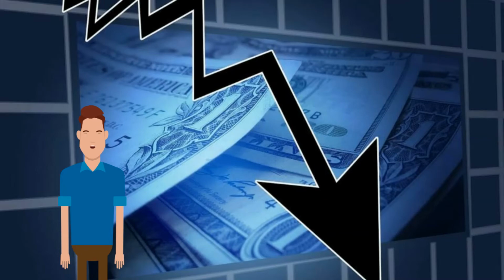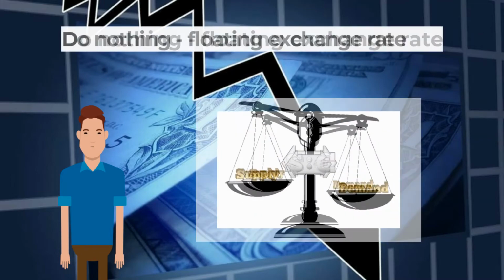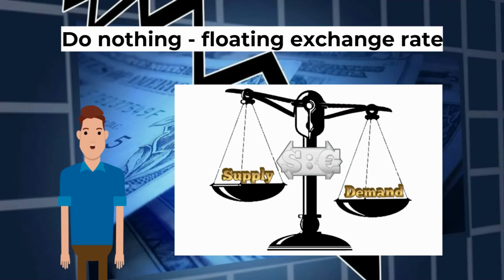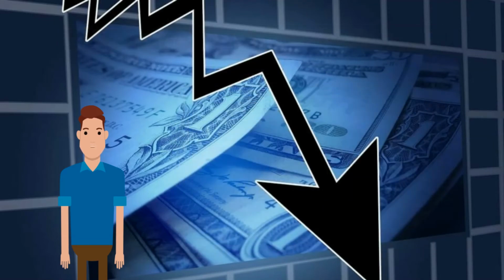How do we correct a current account deficit? Do nothing, because a floating exchange rate should correct it. If there is a trade deficit, a depreciation will occur as more currency is being spent than received. Depreciation will make imports more expensive and exports cheaper. As a result, domestic demand for imports will fall and foreign demand for exports will rise, reducing the deficit.